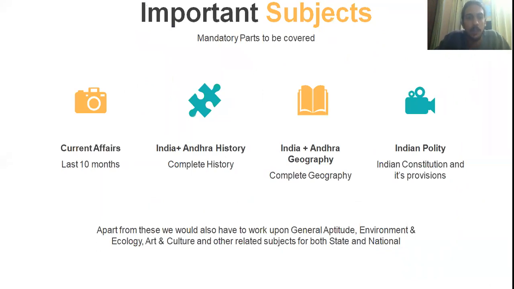But firstly, we will begin with the polity of India and Andhra and the geography of India and Andhra. These are the mandatory subjects that you need to cover as well: current affairs, history of both the national and the state, geography of national and state, and the constitution. And apart from this, you'll also have to keep practicing your general aptitude, environment, ecology, art and culture, and other subjects that you have chances of appearing in your examination.